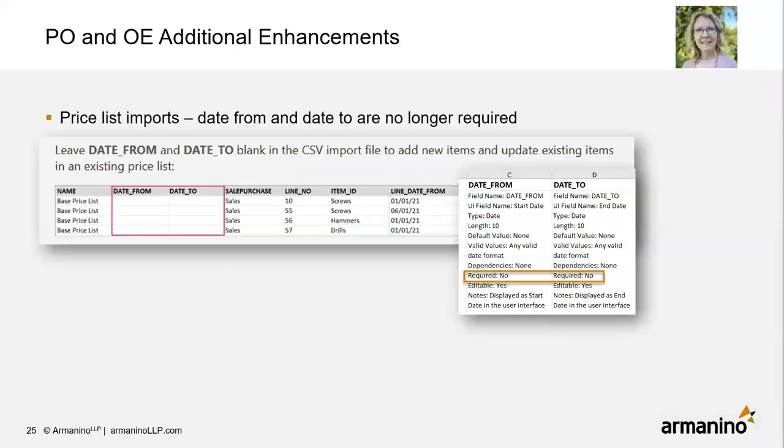A couple other enhancements. Again, we just shared this on the inventory slide as well, but I wanted to do it for purchasing and order entry in case you weren't using inventory, but you are using this over in PO or OE. This is that same CSV import file for updating existing items. And so the date from and the date to are no longer required. You can leave them blank if you need to for price lists.